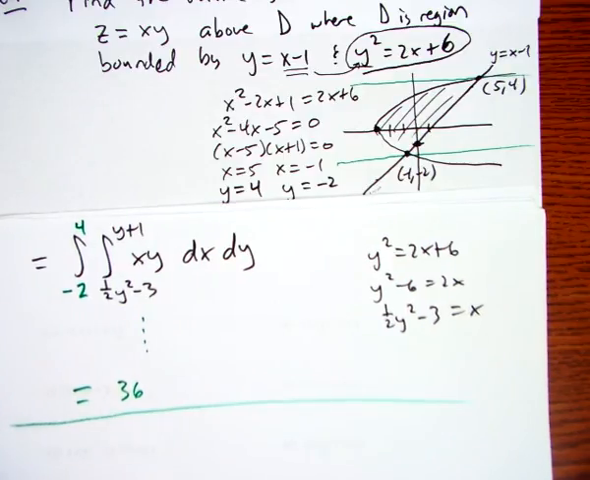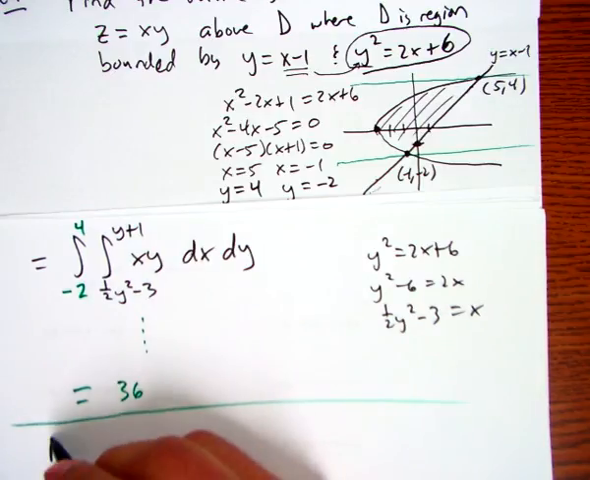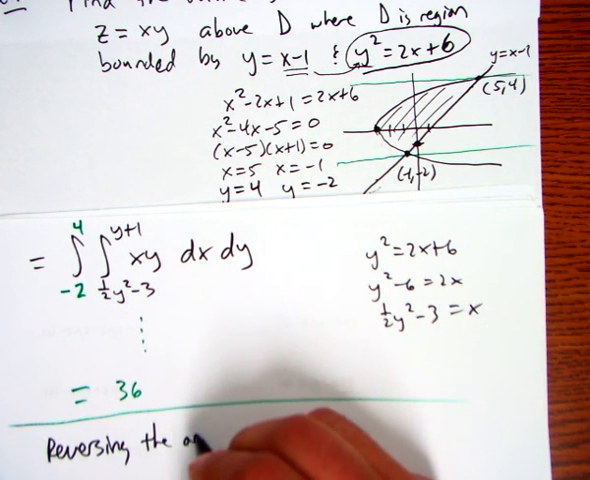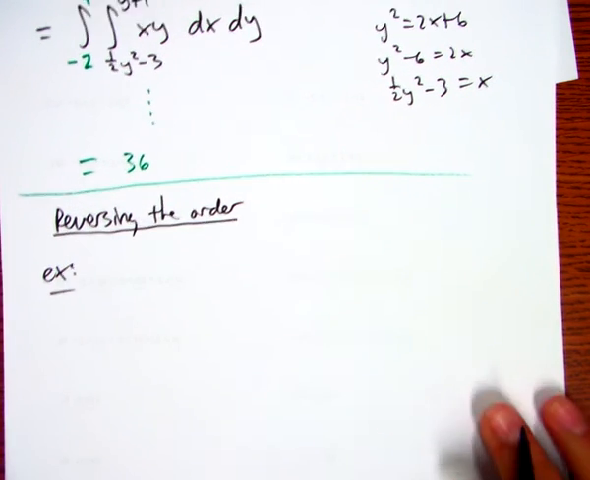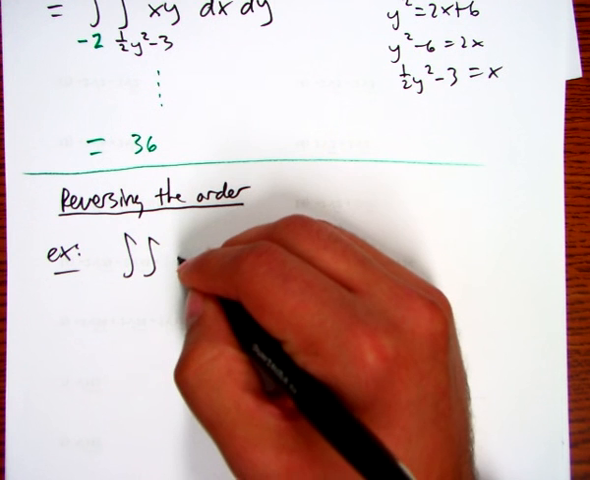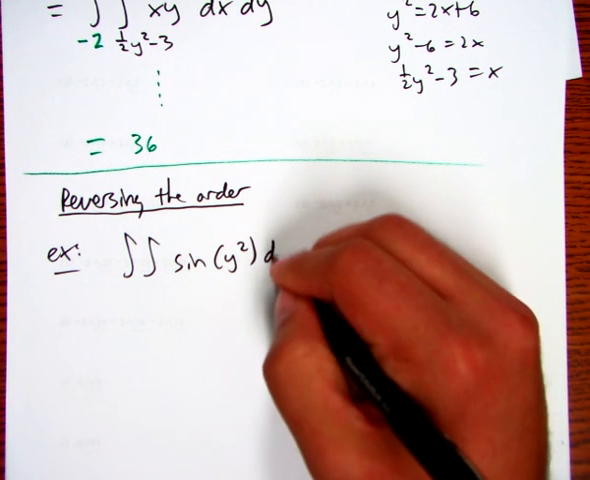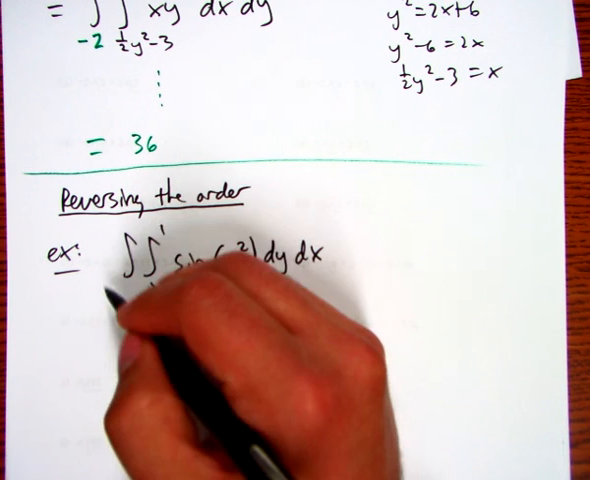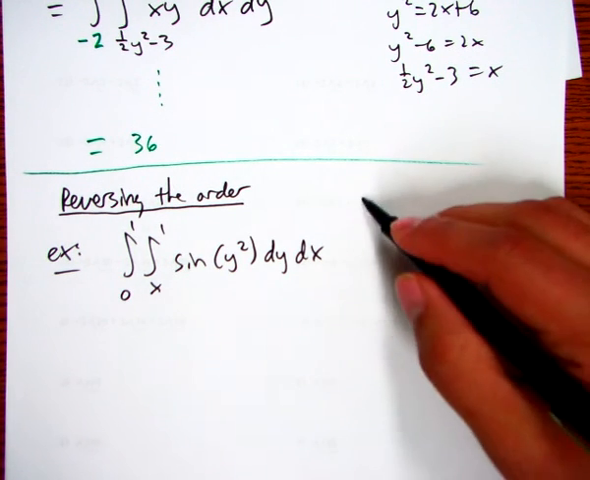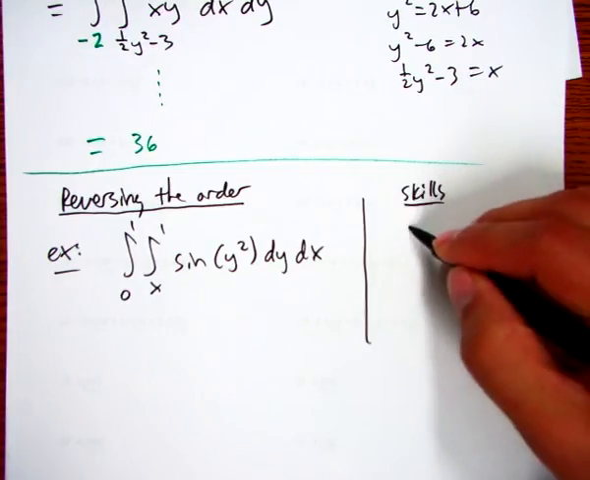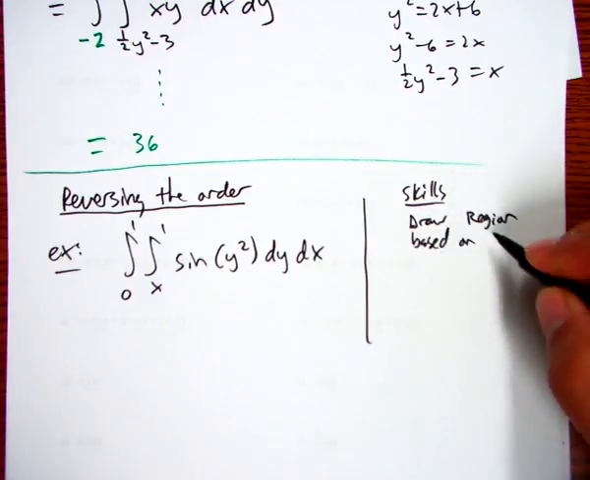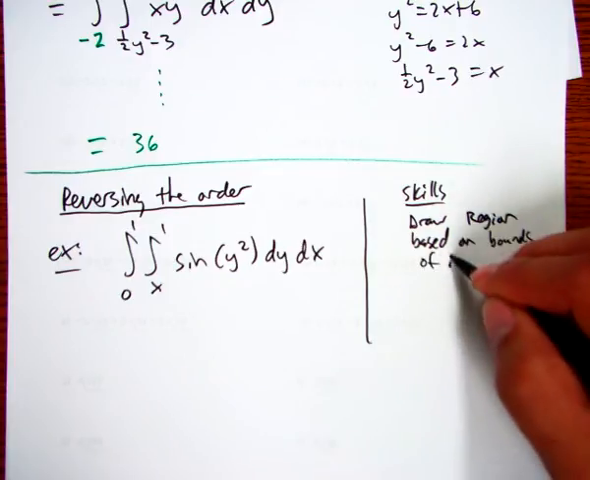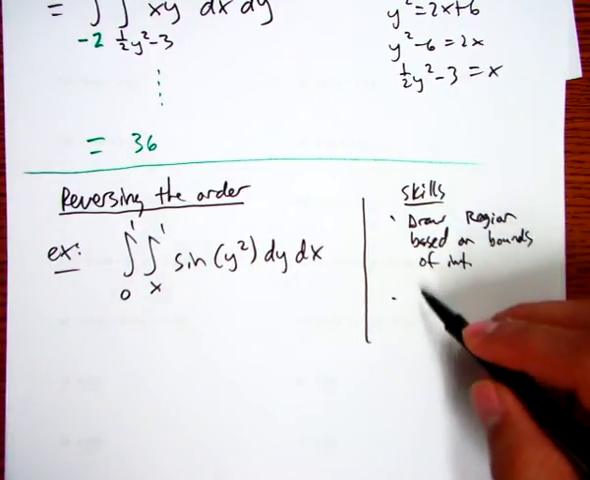Okay. A couple quick things to talk about. Reversing the order is something we talked about yesterday. That's definitely still something that you want to be on the lookout for. Okay, so one thing that you need to be able to do is if I give you an integral to evaluate, some you have to set up, some you just figure out. Such as this one. Here are the skills necessary. You should be able to draw the region based on the bounds of integration. Okay? And now you just reverse the order.